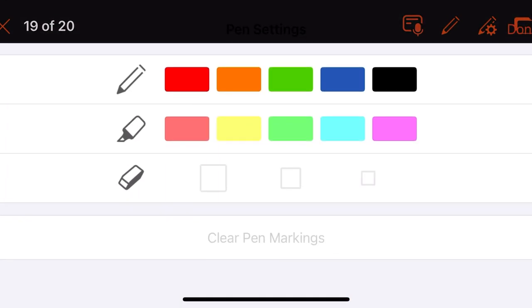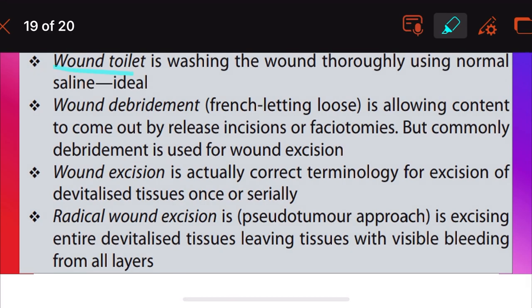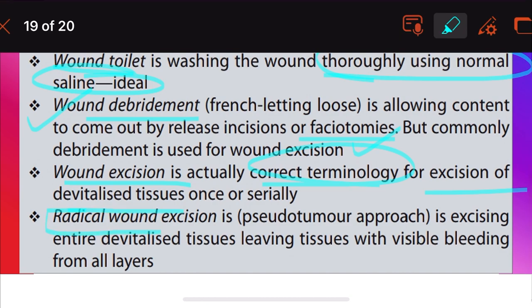So guys, they're talking about a few points here which you have to remember. Wound toileting: you're thoroughly washing with normal saline. Then they spoke about wound debridement and also about the fasciotomies. You're going to allow the tension to come down and then only you're going to suture. Wound excision is the correct terminology which we use for the excision of the devitalized tissue. And they're talking about the radical wound excision, in which you're excising the entire devitalized tissue, leaving visible bleeding from all the layers.